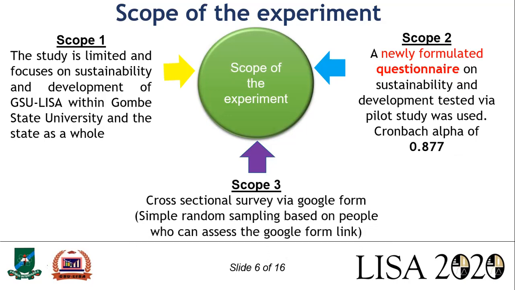So we have the third scope. Because of funds, after formulating the questionnaire and it being approved after the pilot study, we just used Google Form to reach out to people on several WhatsApp groups. So we assume that people that can access the Google Form are a kind of simple random sampling, in such a way that some people can access it but may not be interested. So everybody that can access the form has an equal chance of being part of the experiment.